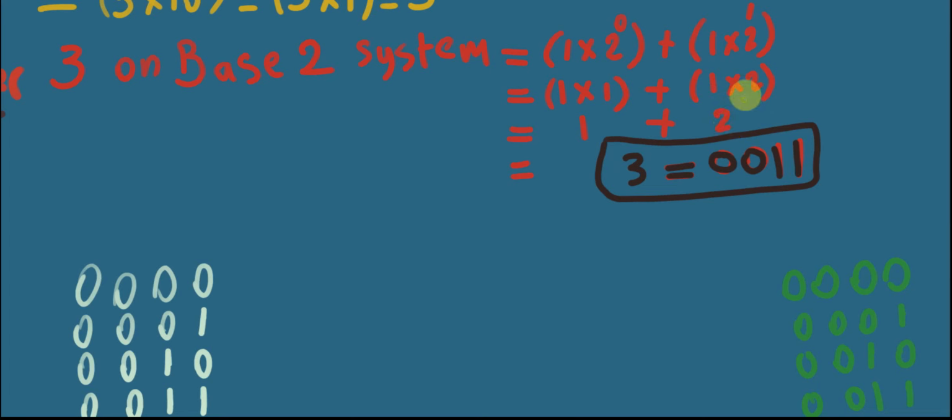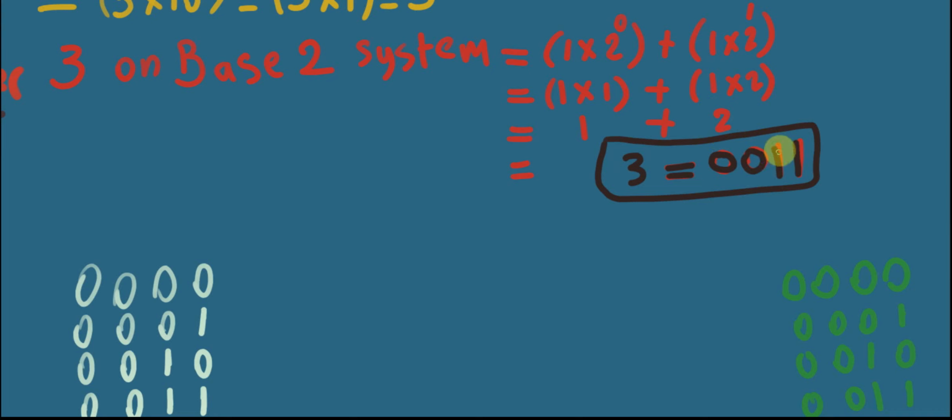Since this is a base 2 system, meaning I can only use 2 numbers in each column, which are 0 and 1, I raise the 2 to 1 here. Raising any number to 1 gives you the same number. So 1 times 2 is the same as 1 times 2 raised to 1. This will give me the number 2. So the 1 in the second column will always mean 2.